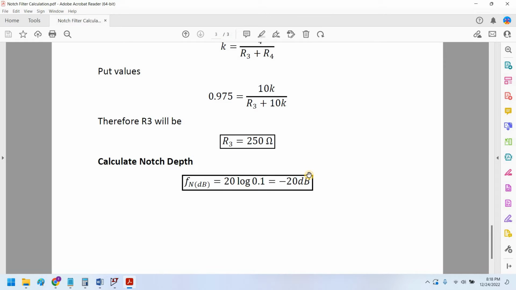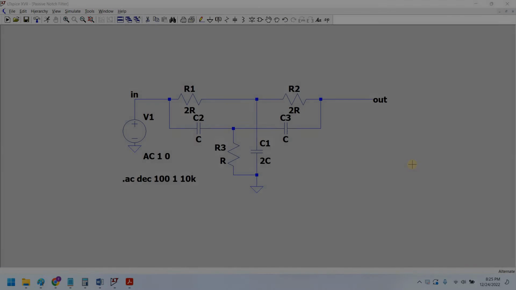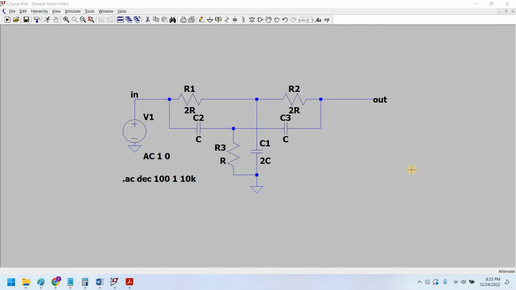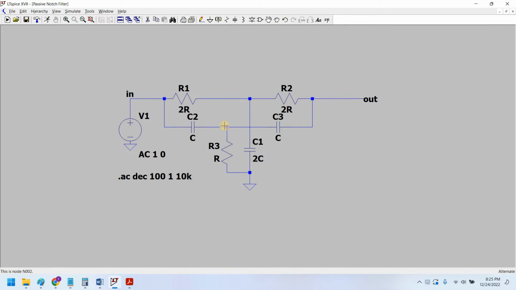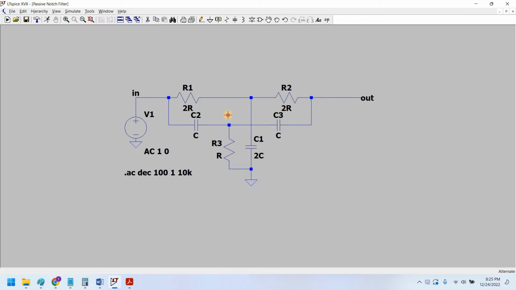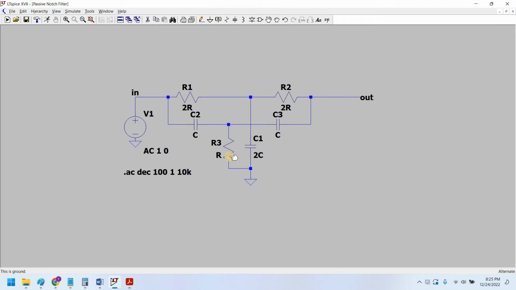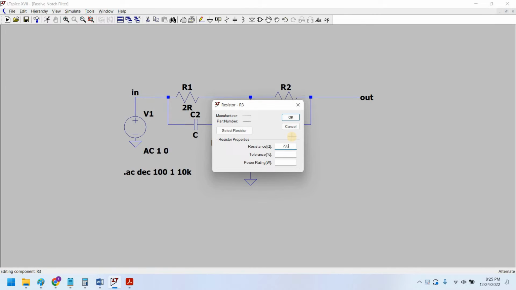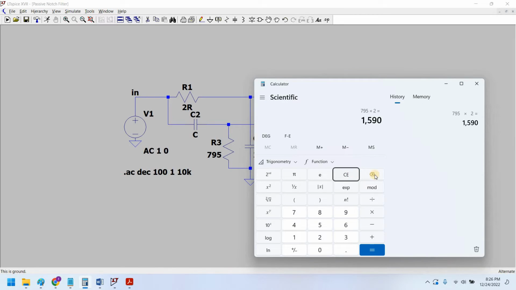Okay, let's move on to the simulation. So now guys, I have quickly assembled all the components on the LTSpice schematic, and we can start here. You can see this circuit is the same as I mentioned in the calculations and formulas. We calculated our resistor to be 795 ohm, so I will replace the value of the resistor here with 795, or we can place an 800 ohm resistor for simplicity. Twice the same resistor would be 795 multiplied by 2, which is 1590.